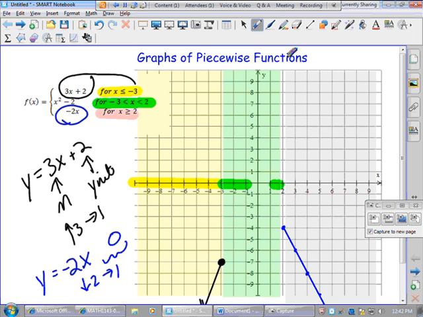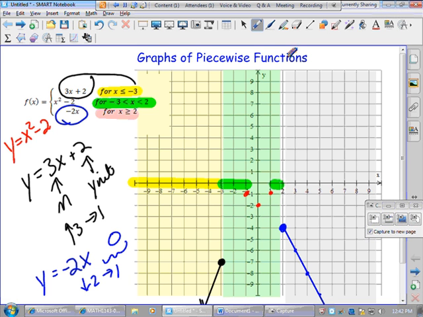Again, this is or equal to, so it's a solid circle. Now the only thing we have left is the green region, and that is a parabola, y equals x squared minus 2. And you know from the translations that that's just your regular parabola shifted down 2 units.